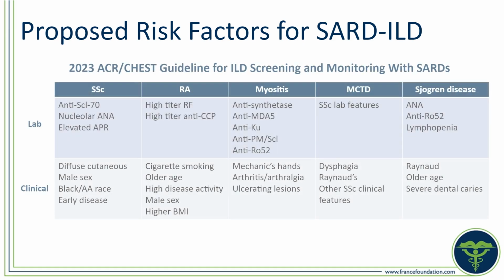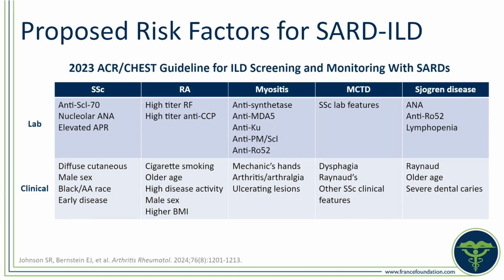The recent 2023 American College of Rheumatology and Chest Clinical Practice Guidelines for ILD screening and monitoring give us some guidance on risk factors for the development of interstitial lung disease. Importantly, these were not evidence-based recommendations specific to these risk factors, but rather a guide for clinicians to help us identify high-risk people. We've taken these risk factors and categorized them as either laboratory tests or clinical features, and we've broken them down by the specific rheumatic disease.